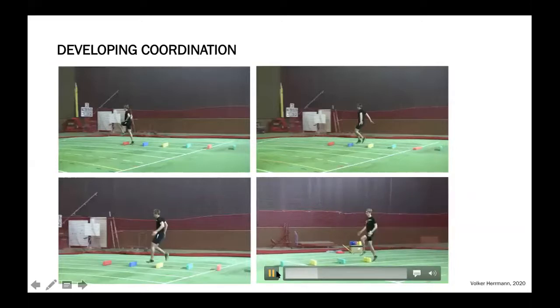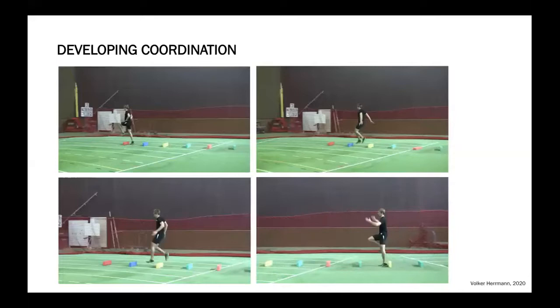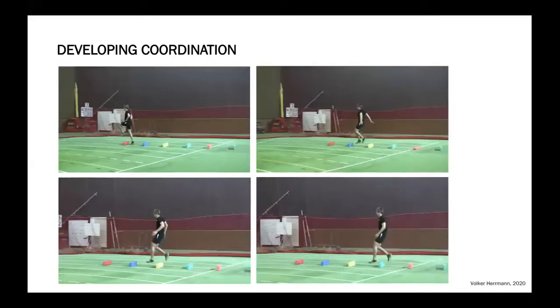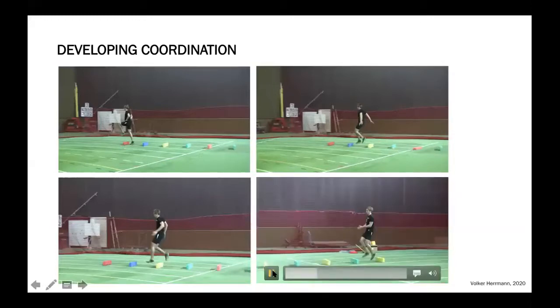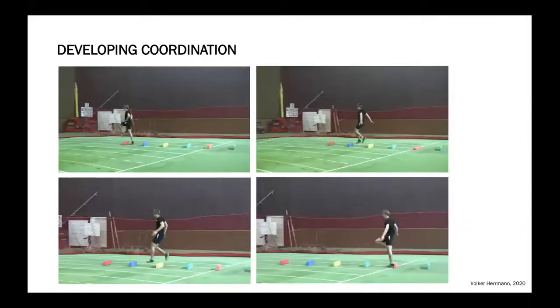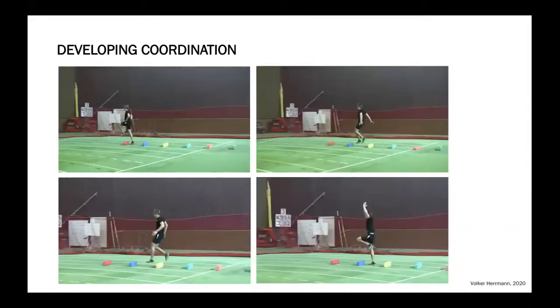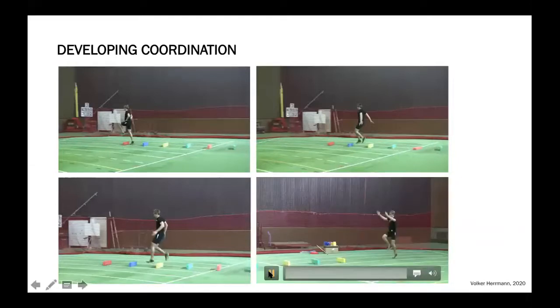We use this exercise, for example, in a talent identification in Germany, to test the coordinative strengths of young kids. And out of 10,000 athletes we've tested, approximately 2% were able to conduct this exercise in a correct way at the first time, during the first trial.